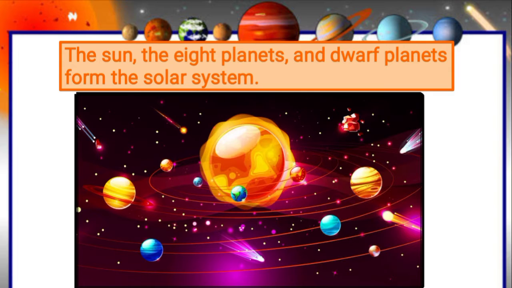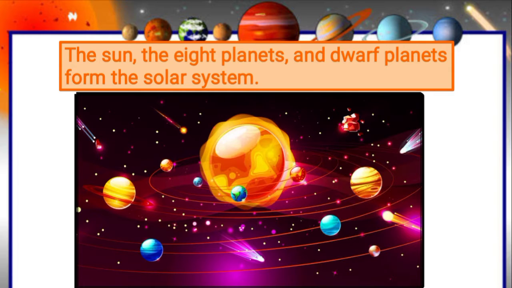And this solar system itself is only a small part of a huge system of stars and other objects, which is called the Milky Way galaxy. And even this solar system orbits around the center of the galaxy, which is just one of billions of galaxies that in turn make up the universe.